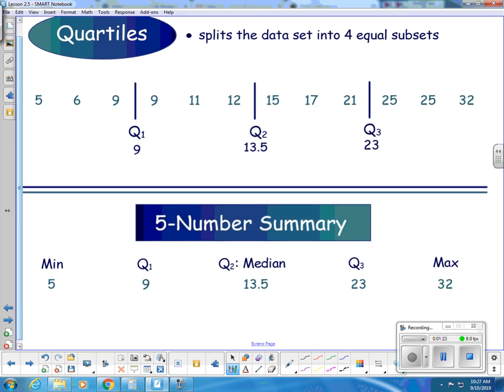So the min is your first number. Your first quartile is the second. The median, or the second quartile, is your third number. Third quartile is your fourth, and then the max is your fifth number. So this is called the 5-number summary.